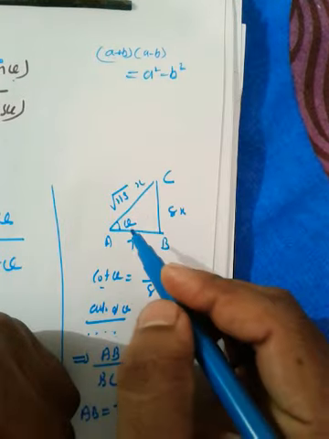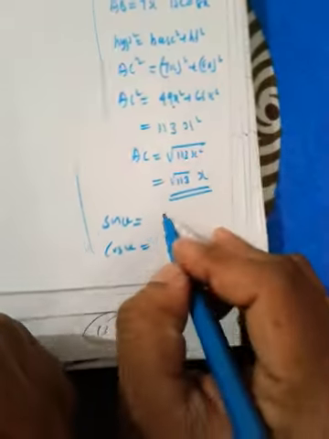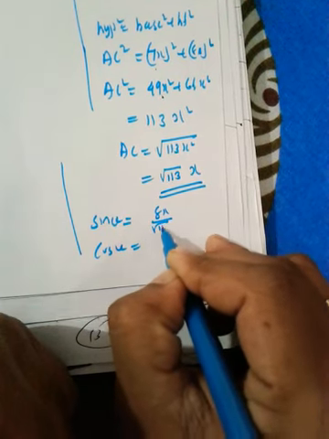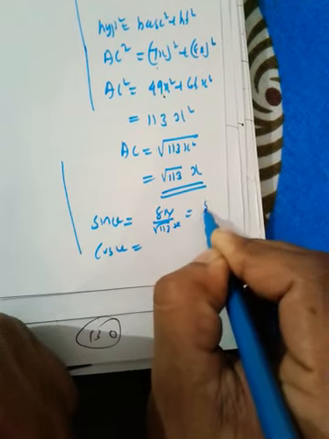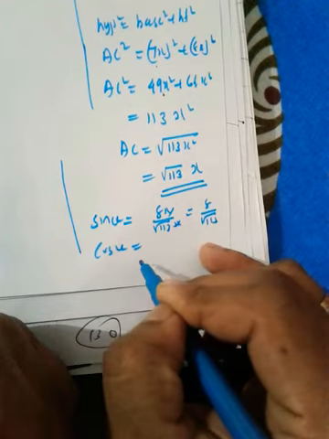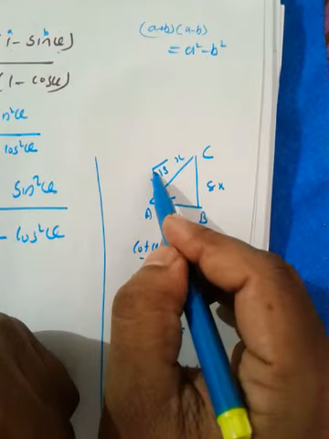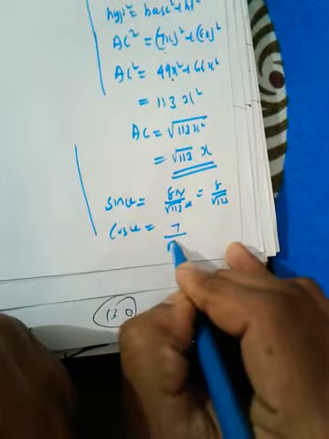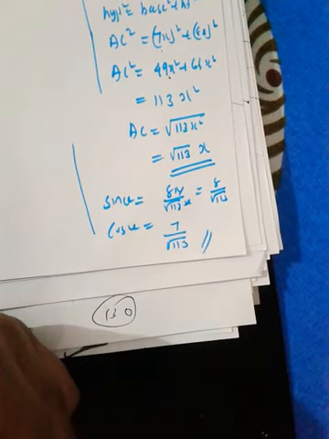Then what is sin theta? Opposite by hypotenuse. That means 8x by root 113x. So x cancels, 8 by root 113 is the answer. Then cos theta, adjacent by hypotenuse. So the answer will be 7 by root 113. Calculate yourself. Calculate it. Okay.